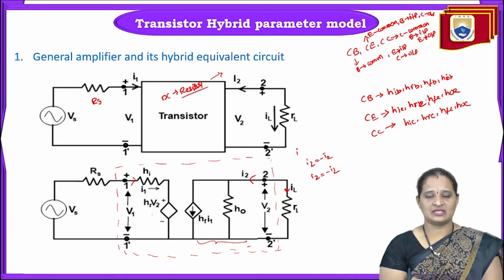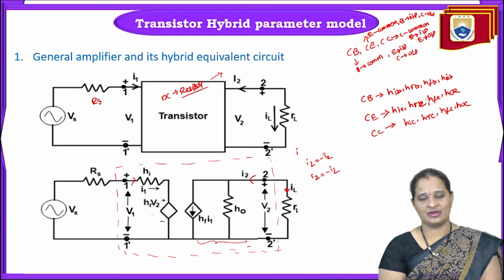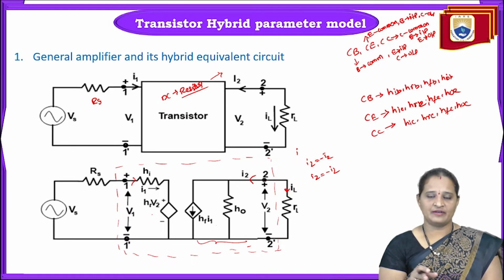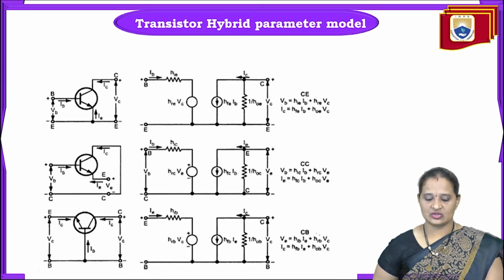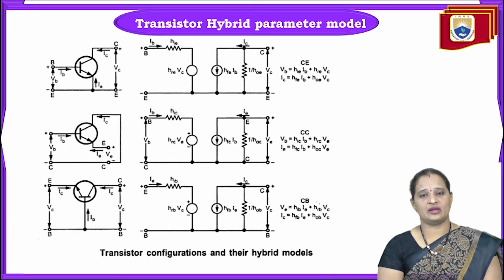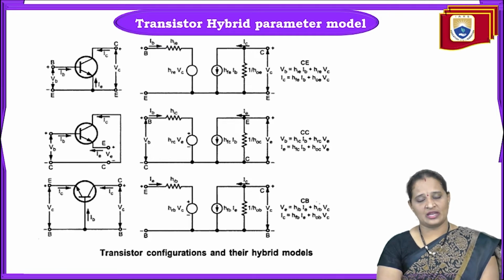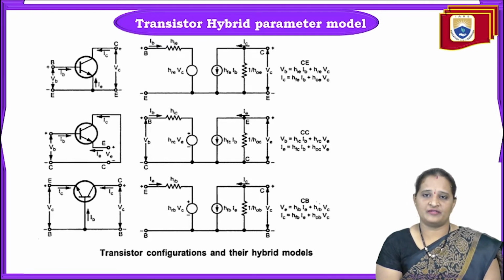If it is common base, add B to the H parameters as a suffix. If it is common emitter, add E. If it is common collector, add C. So these are the equivalent H parameter circuits of common base, common collector and common emitter configurations.